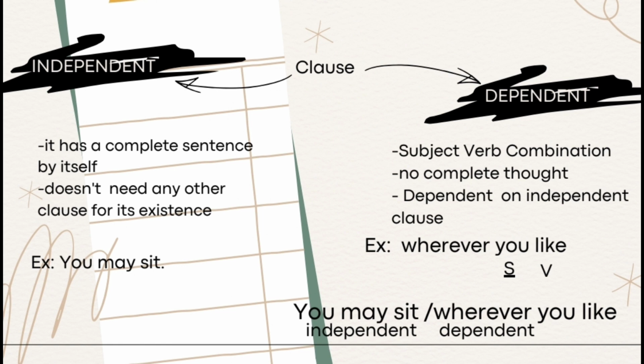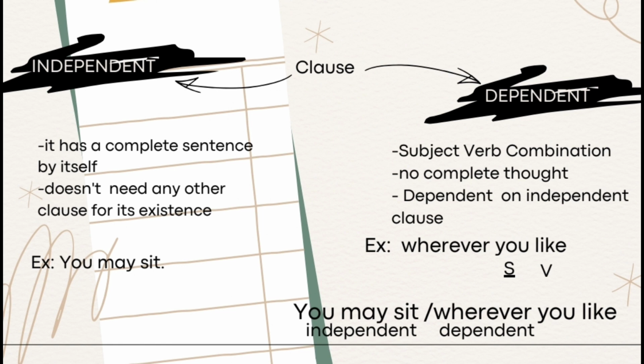Then, what is a dependent clause? It has a subject and a verb, but it doesn't have a complete thought by itself, and is dependent on an independent or main clause for a complete thought. Wherever you like: here, you is the subject and like is the verb, and the whole sentence has a meaning as well, but it's incomplete.